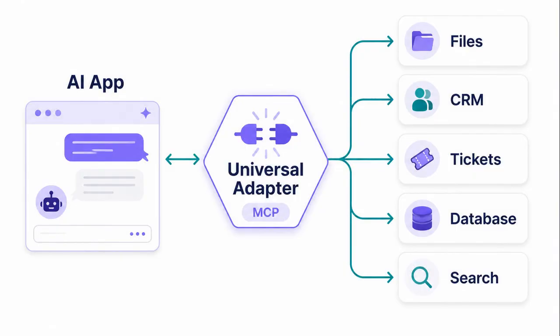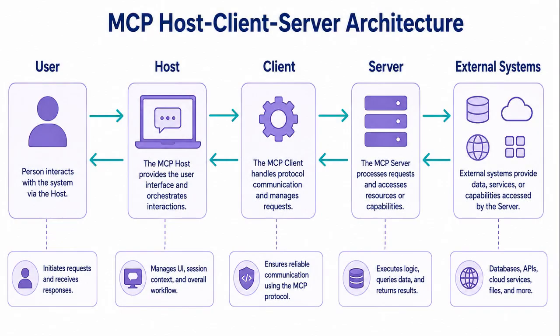Now let's look at the simple analogy. Think of MCP like a universal adapter for AI systems. Without a standard adapter, every AI app needs custom integrations. One connector for files. One connector for CRM. One connector for tickets. One connector for databases. MCP helps create a common way for AI apps to access many capabilities. This reduces integration complexity.